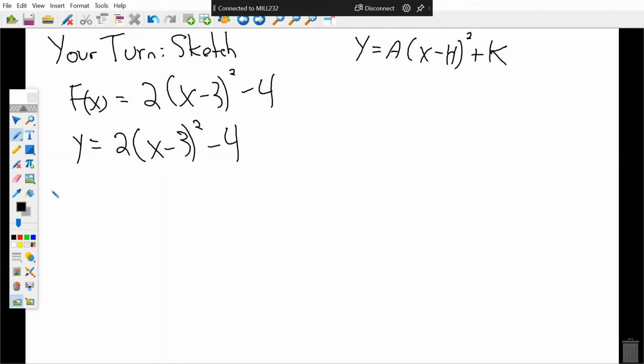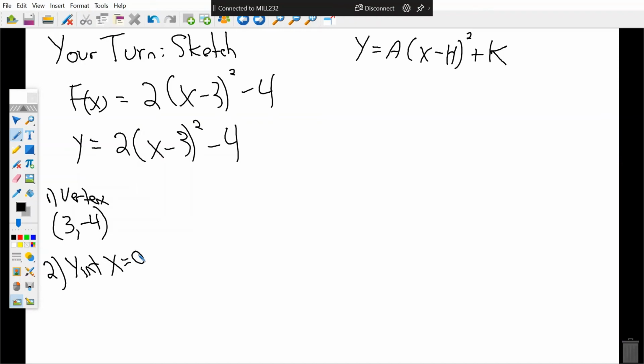Once again, step 1, find the vertex, which is, remember the h is opposite, so it's 3 and negative 4. Once you have the vertex, you're going to find the y-intercept by making x equal to 0.